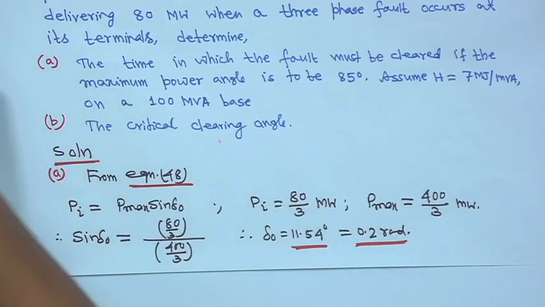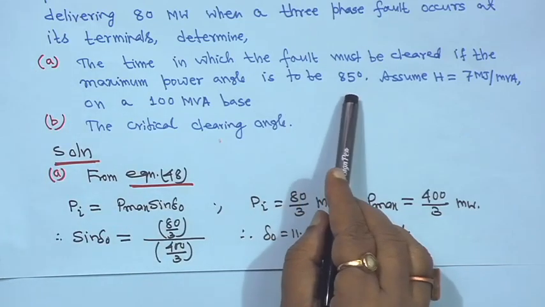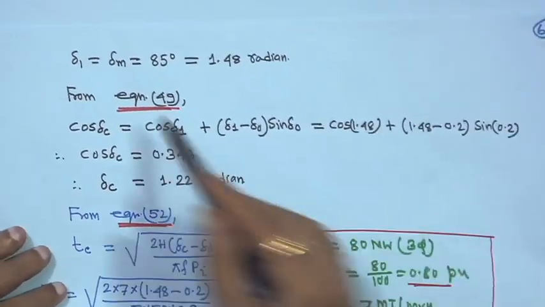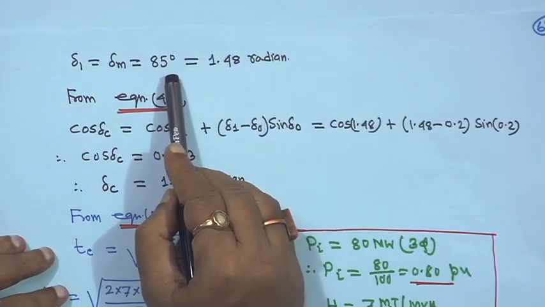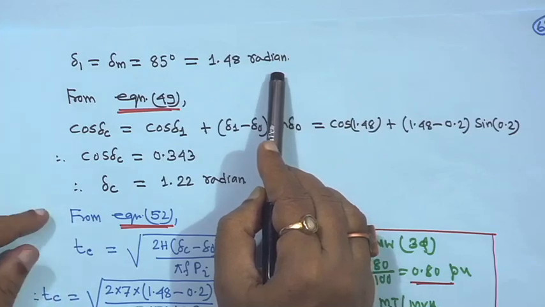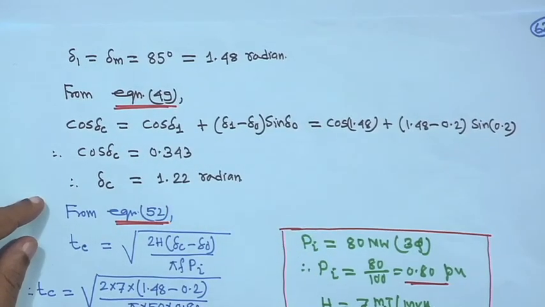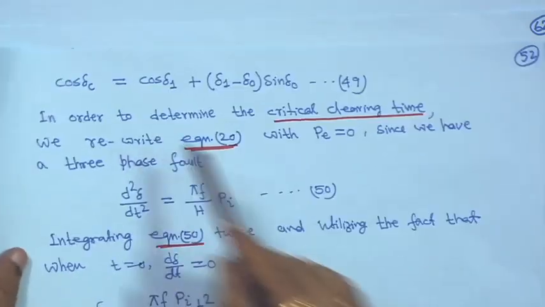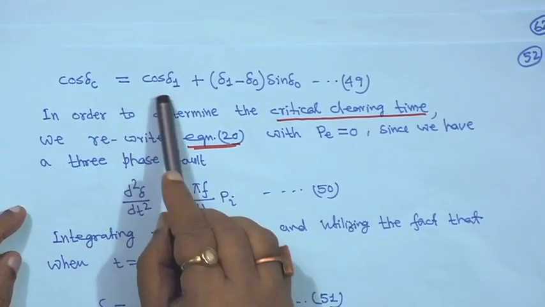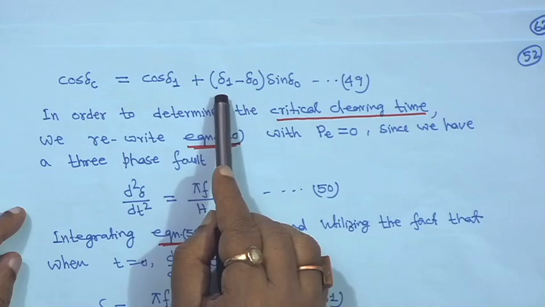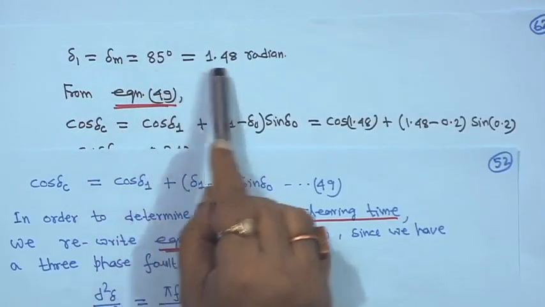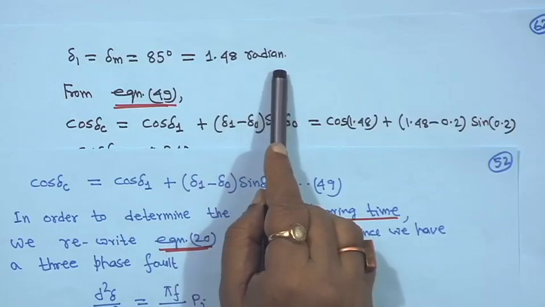Now, it is given that maximum power angle is to be 85 degree. So, delta 1 is equal to delta m is 85 degree, that is 1.48 radian. Therefore, from equation 49, that cosine delta c is equal to cosine delta 1 plus delta 1 minus delta 0, but delta 1 is equal to delta m is equal to 85 degree is equal to 1.48 radian.